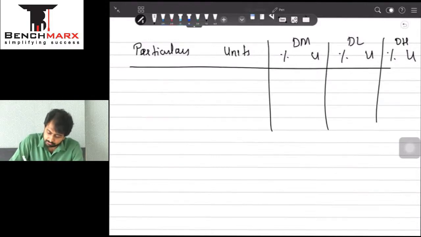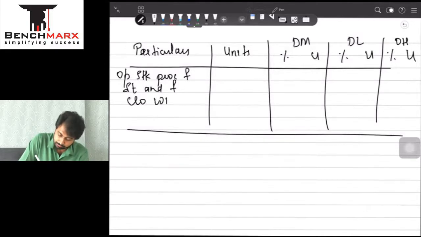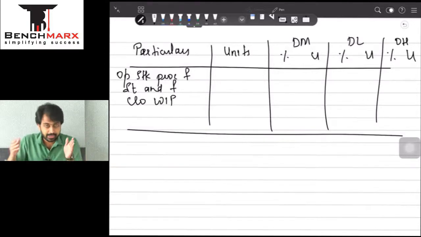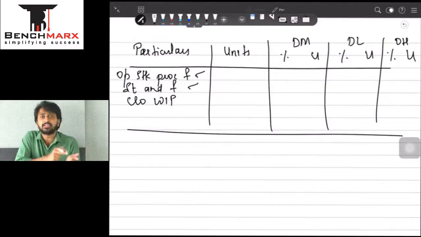Now as per my FIFO method, we have 3 rows. We have opening stock, processed further, we have started and finished, and we have the closing WIP. These are my 3 rows when I do my statement as per FIFO, right. Now opening stock, process further and started and finished are 2 different things, right. These two are not the same. Finished includes my opening WIP part and also the started and finished part, right. But these 2 are separate.